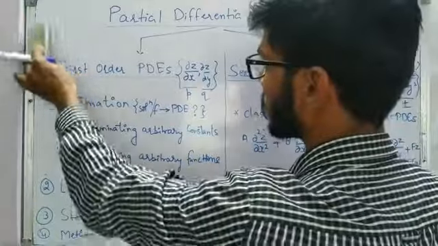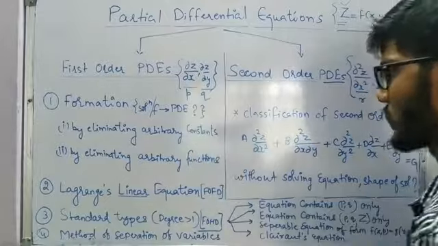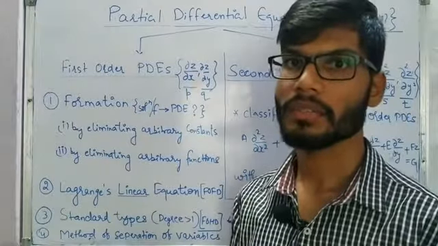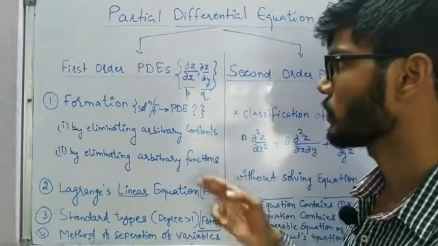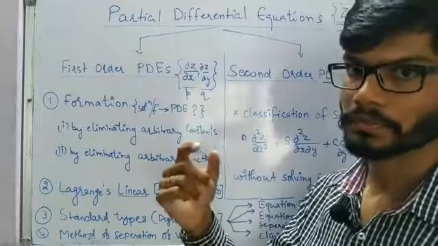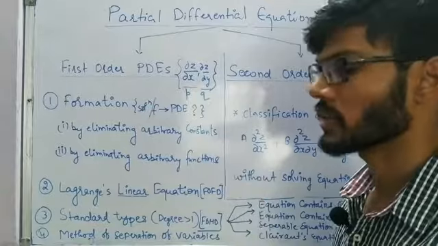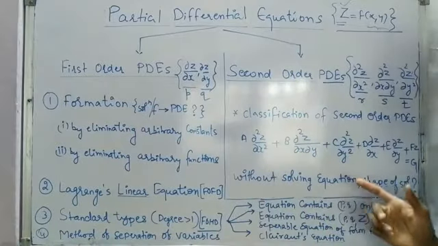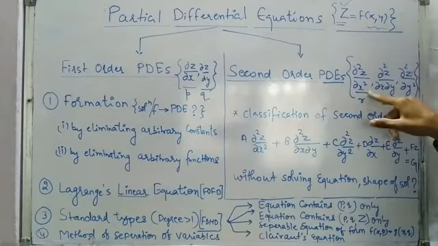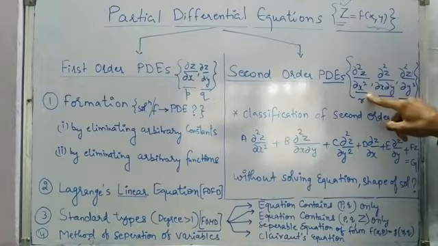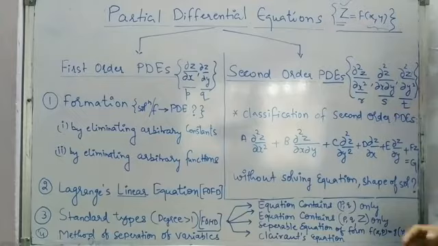In the case of first order partial differential equations, we are going to have terms like dou z by dou x and dou z by dou y, as z is a function of x and y. So we are going to have two partial derivatives, dou z by dou x and dou z by dou y. So only the power of the differential is going to be 1. Either it will be differentiated with respect to x, or it will be differentiated with respect to y. Whereas in the case of second order partial differential equations, z is going to be differentiated two times. So either it is going to be differentiated two times with respect to x, or one time with respect to x and one time with respect to y, or two times with respect to y only.